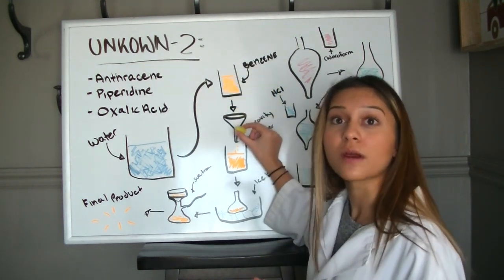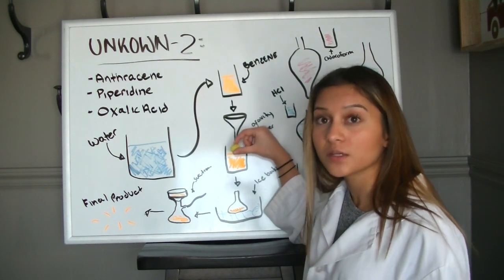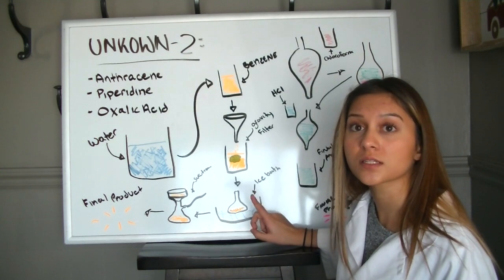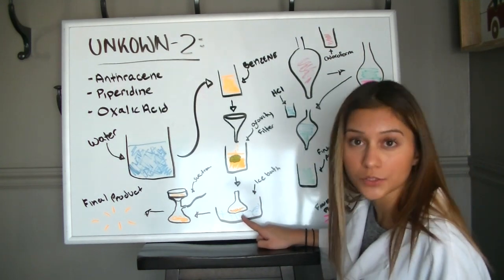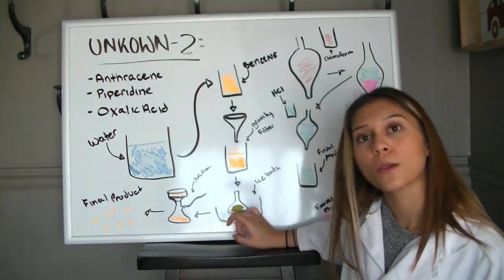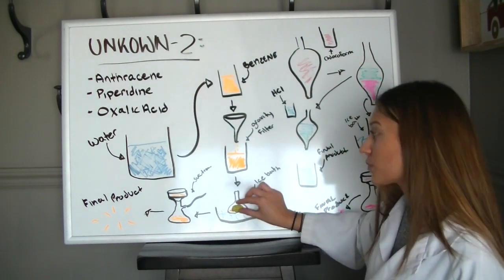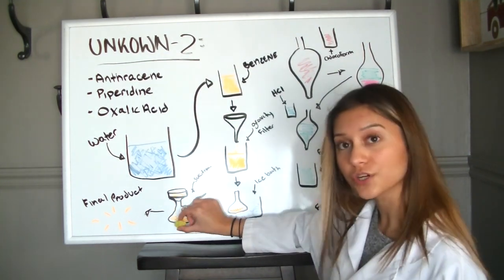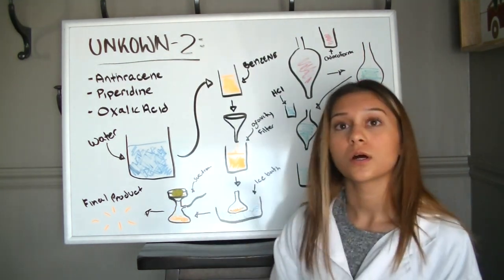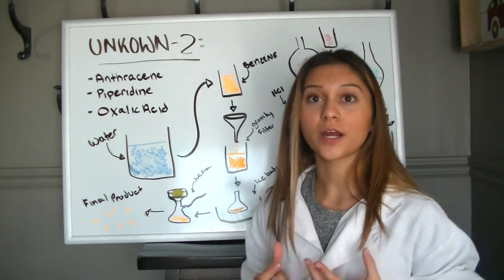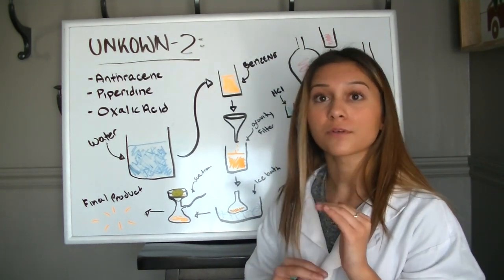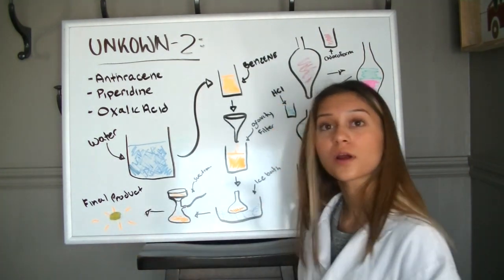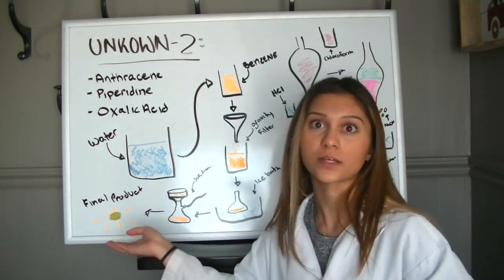Then we are going to put it through gravity filtration in order to get rid of any impurities that we do not want within our solution. Once this is done, we're going to place our flask in an ice water bath in order to form precipitate. Once precipitation has occurred, we are going to move our solution through a suction filtration. This will isolate the solid, dry it out, and separate it from the solvent that it was in. And finally, we are left with our final pure product of anthracene.